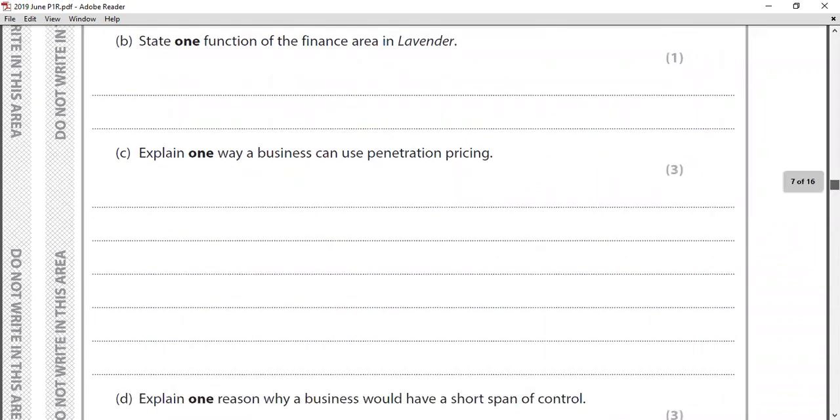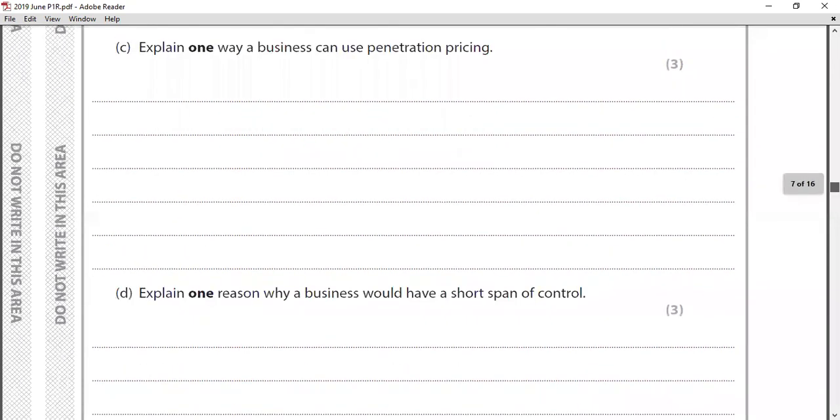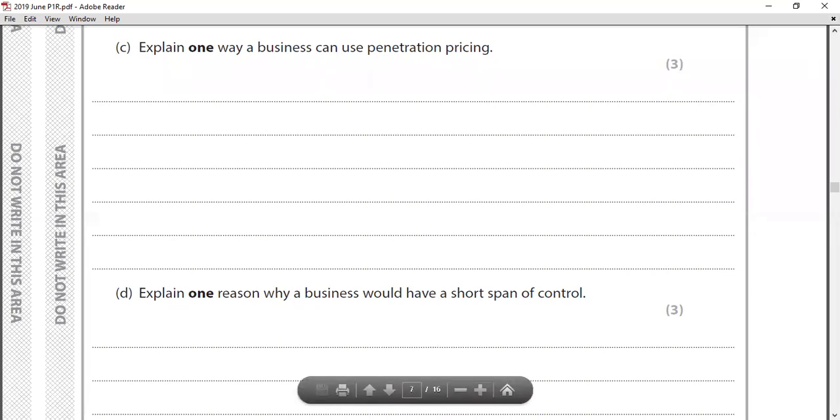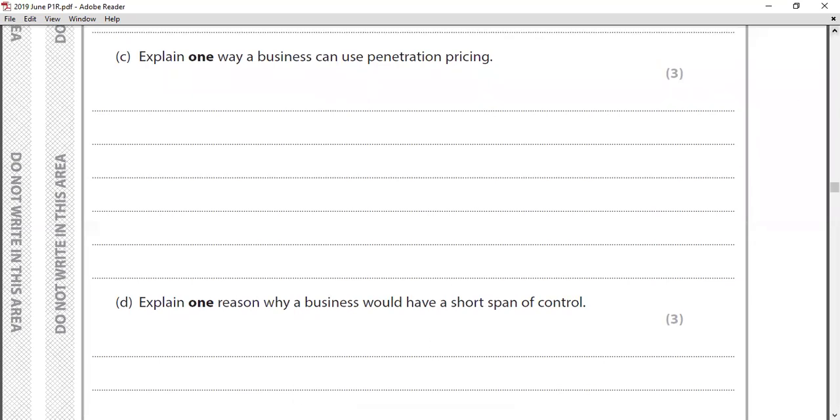Question number 3, that is part C of question number 2. Explain one way a business can use penetration pricing. Penetration pricing is entering with a low price and gradually increasing the price. One way a business can use penetration pricing.